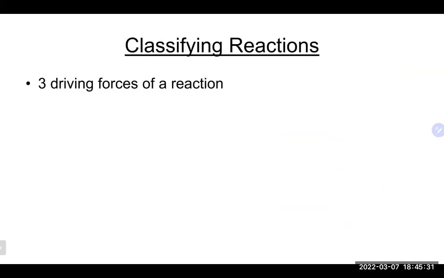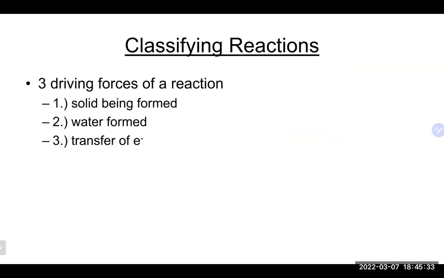So let's talk about classifying reactions in a couple of different ways. There's really three reasons why a reaction takes place. One is a solid is formed, and that is sometimes referred to as a precipitate reaction, or precipitate being made.